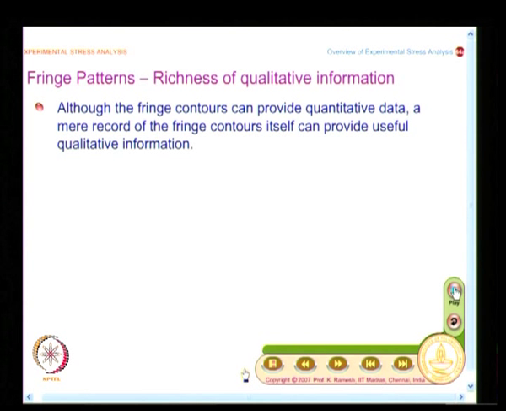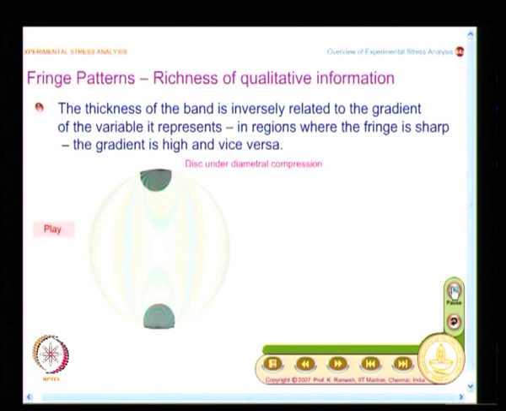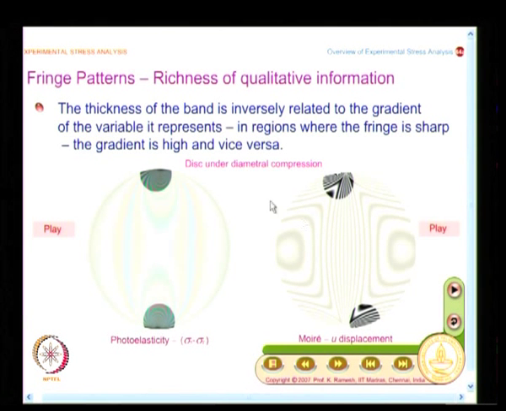One of the things you could see is that I get it as a band, and if you look at the fringe patterns closely, are the bands of uniform thickness?